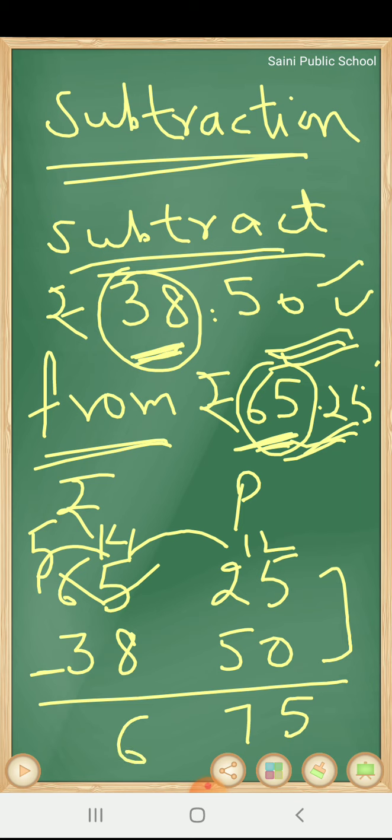Now this place is complete. Move to the next place. 5 minus 3, 2. Now here are points, decimal, so we will write here a point. So our answer is 26 rupees 75 paise. First of all we will write rupees and paise, the units of money, and then we will write numbers according to their places. First of all we will write the bigger number and then we will write the smaller number.